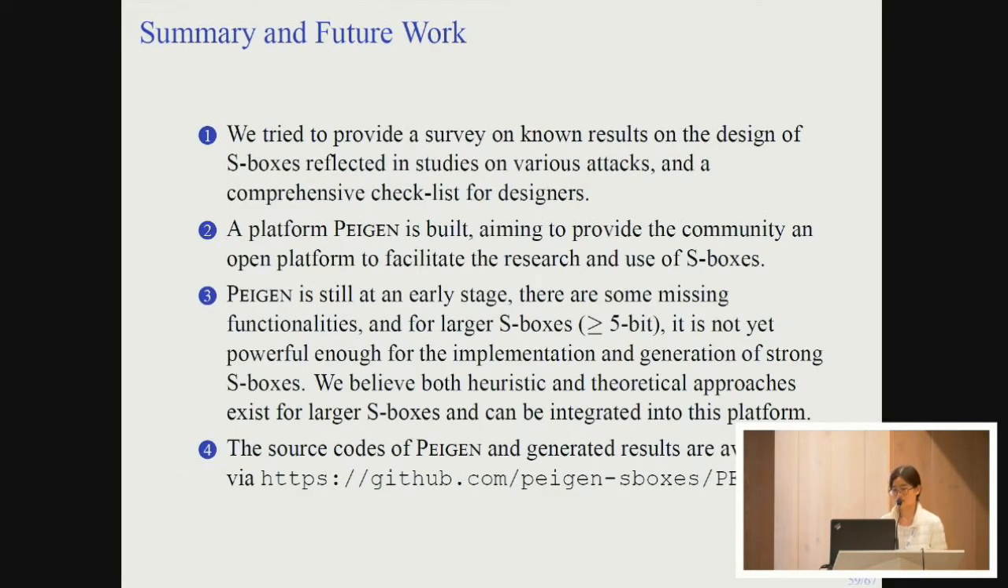So let's make a summary. In this work, we try to provide a CV on the known results on the design of SBoxes, and we want to build a platform to assist the evaluation, implementation, and generation of SBoxes.